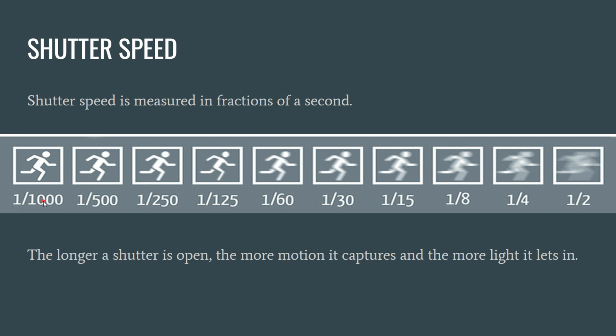And here we're talking about time. So this is more time, which gives light more of a chance to come into the camera. And it also creates a chance to capture more motion happening in front of the camera. And when you have a faster shutter speed, it's less time and less light coming in. And so it freezes motion.